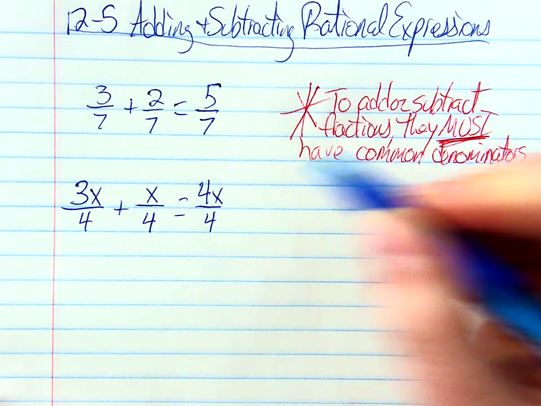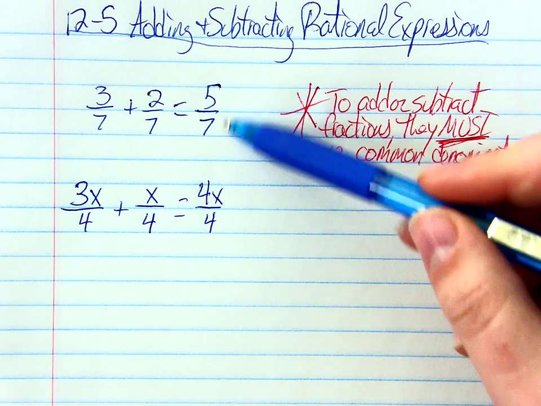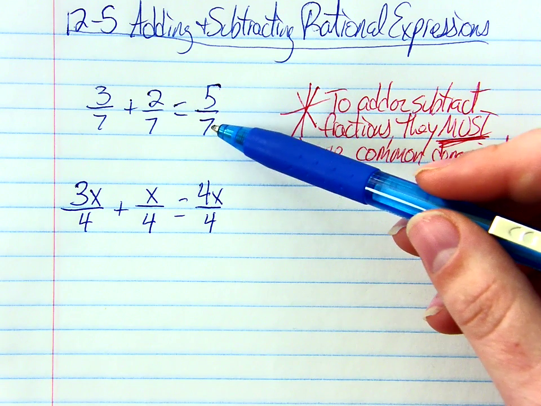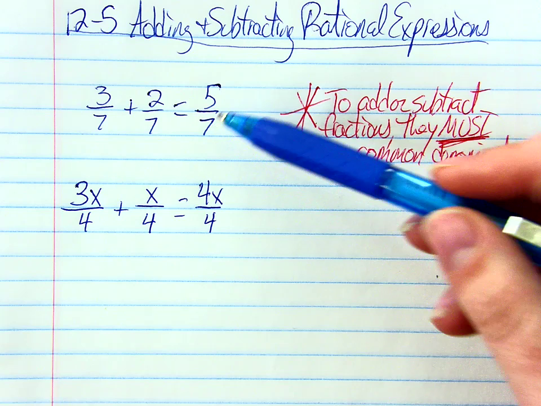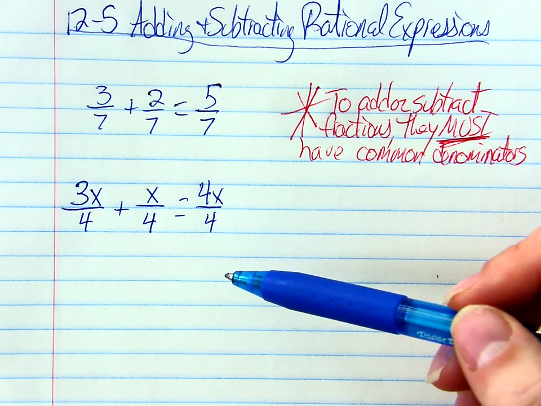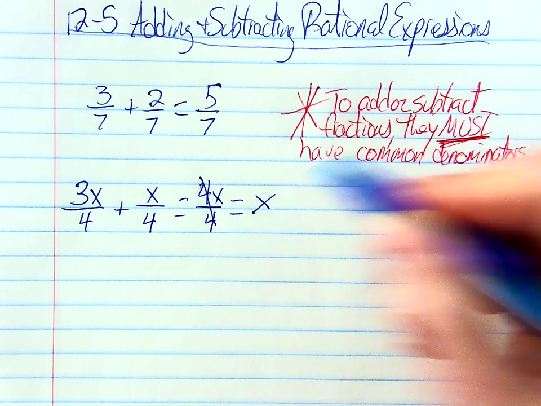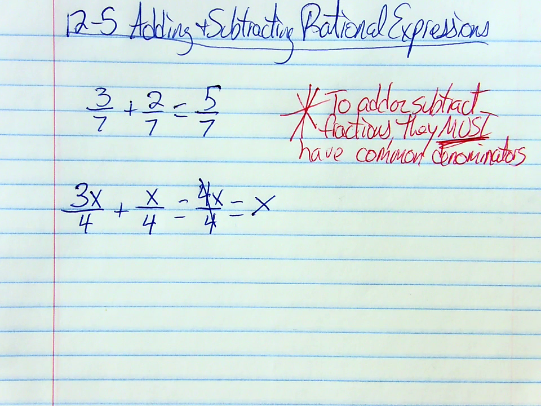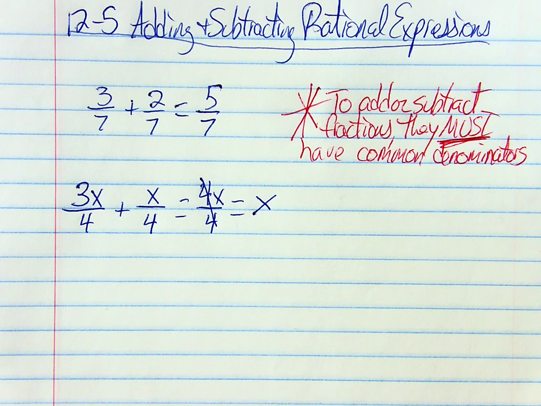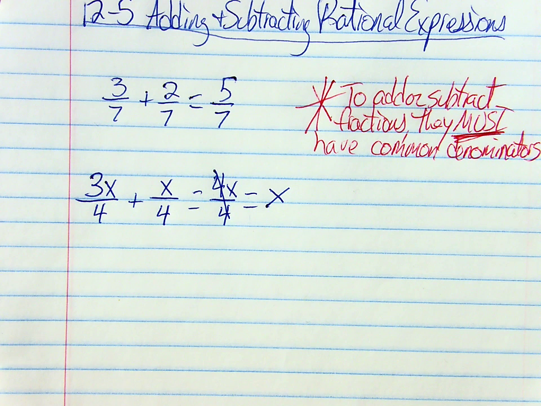4x over 4. Now, just like we should have talked about up here, what should I be checking on 5/7? If I can reduce it. Can I reduce 5/7? No, I happen to have one that couldn't be reduced. I run the same check here. If I have 4x over 4, the 4 and the 4 cancel. Your final answer is actually just x here. Does that make sense? Yes. Okay, so let's try another one.